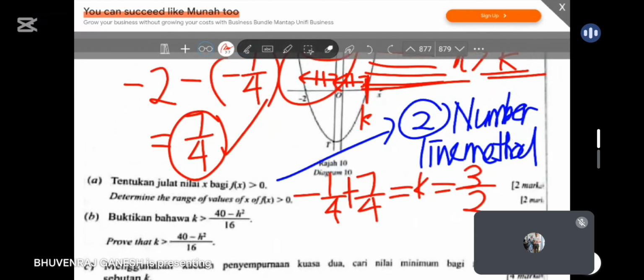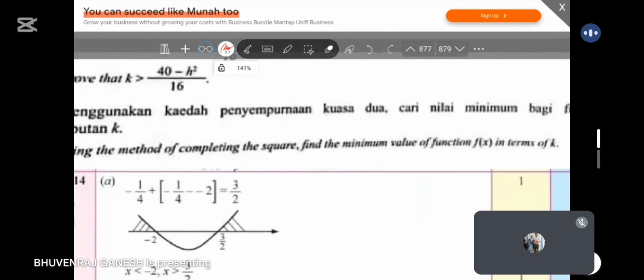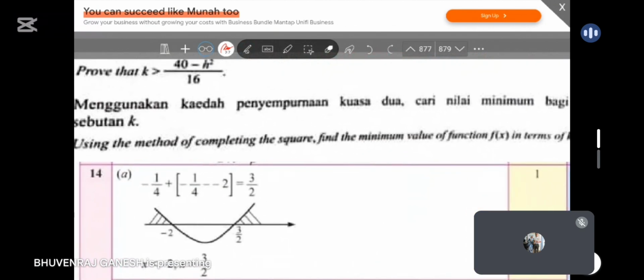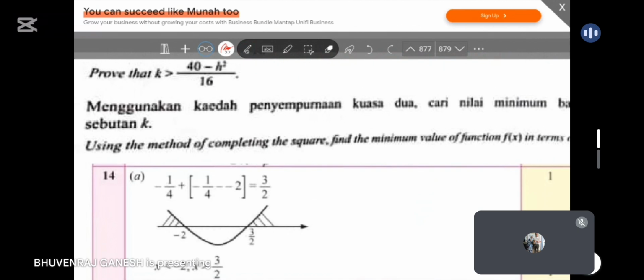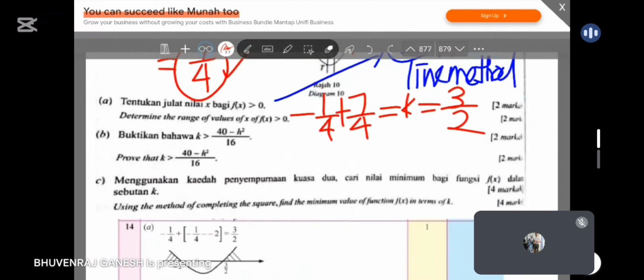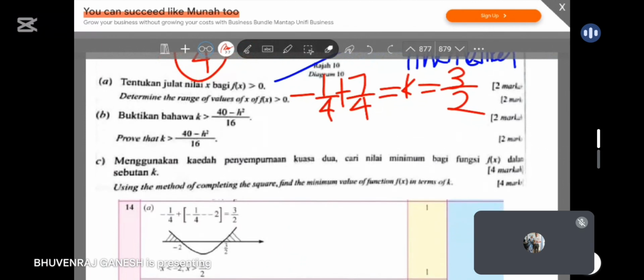Okay, so your final answer will look something like this. Okay, so x is less than negative 2 and x is greater than 3 over 2. So ini adalah jawapan dia, the answer. Alright, so understand? So when you do this, you will get 2 mark. Kamu akan dapat 2 markah. Okay, jangan lupa tunjuk kaedah ni juga. Make sure you show this method, your drawing method of the graph, so that they understand how you get this answer over here. Mereka faham macam mana dapat.